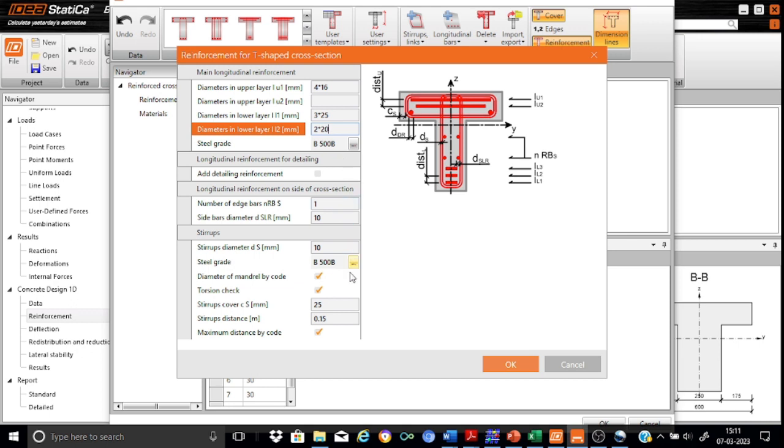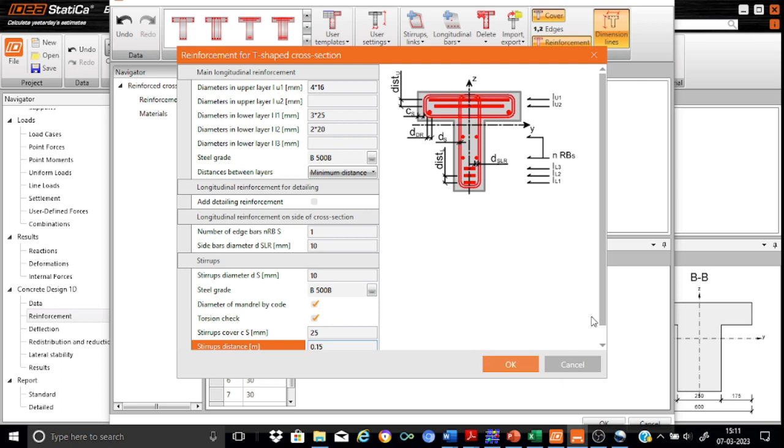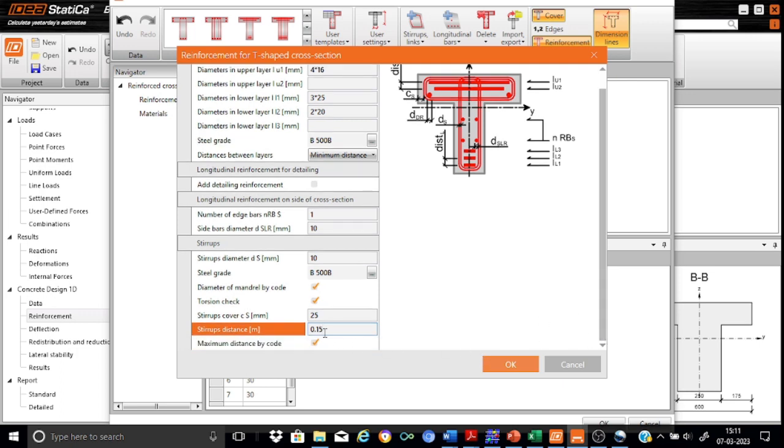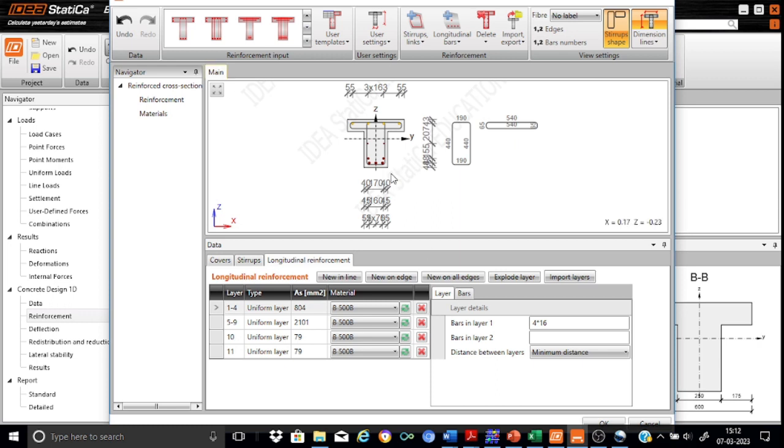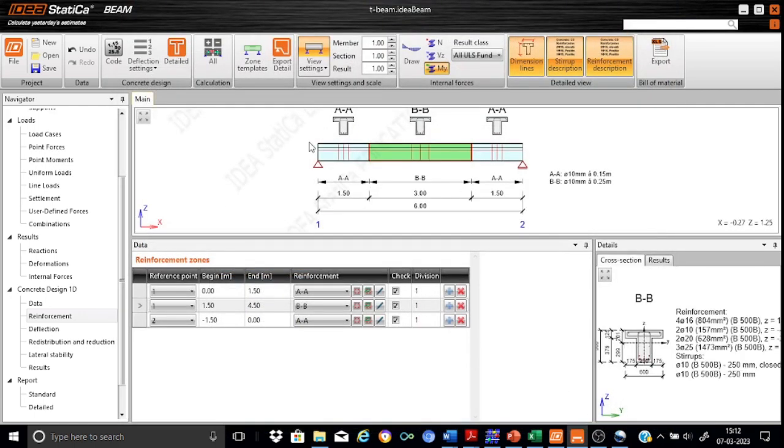All these are acceptable, and the stirrup spacing I want to increase. Rather than 150, let me use 250, so I'll use 0.25. So this is okay. You can say that the reinforcement is already provided for section BB. So this is okay for us. We have provided into the system both section AA and section BB.